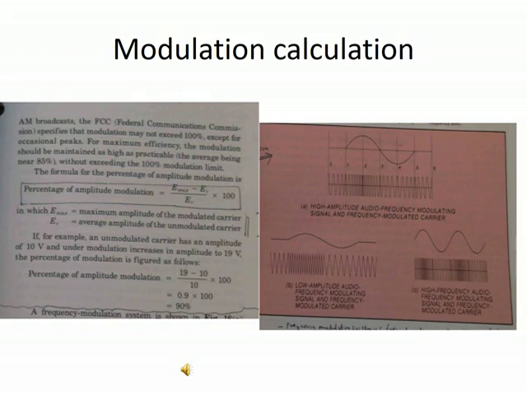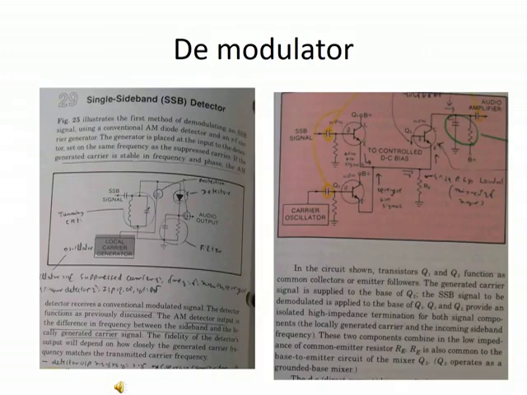The next one will be the demodulator. Demodulator means when, from the modulated signal, we can take out the information signal. So we eliminate the carrier signal and take out the information signal. This is what we call the demodulation process.